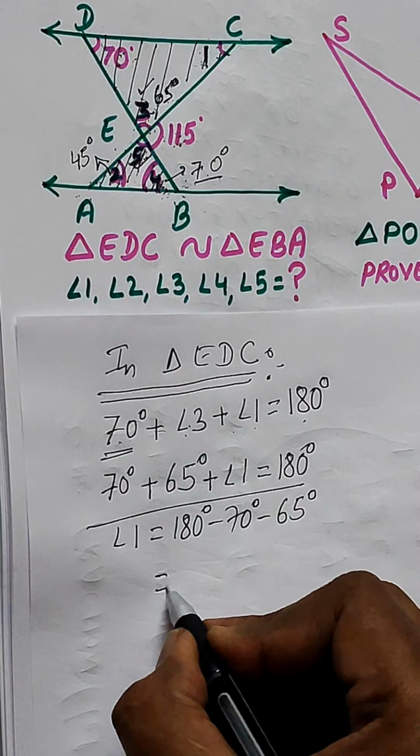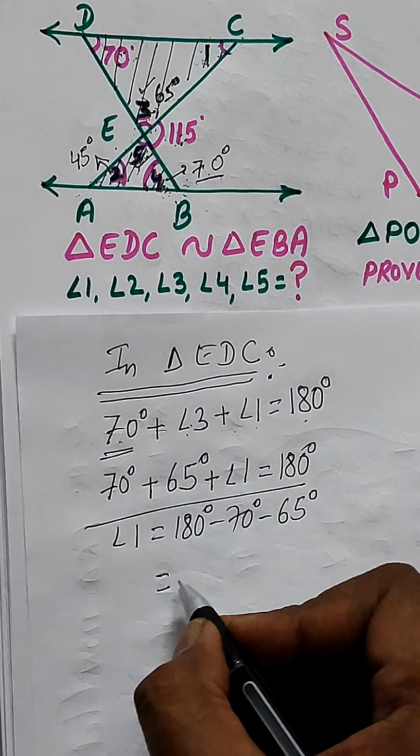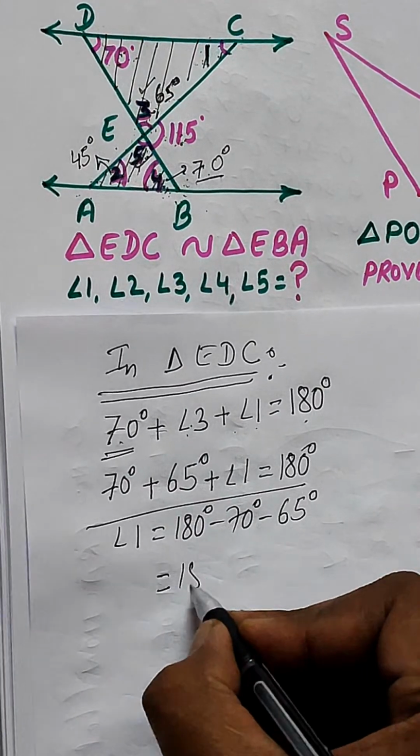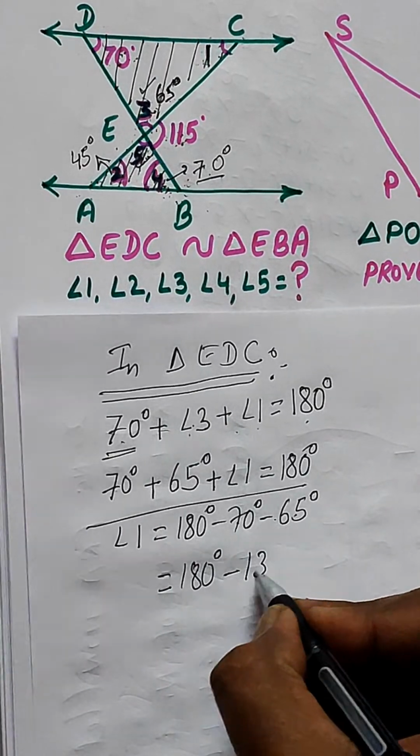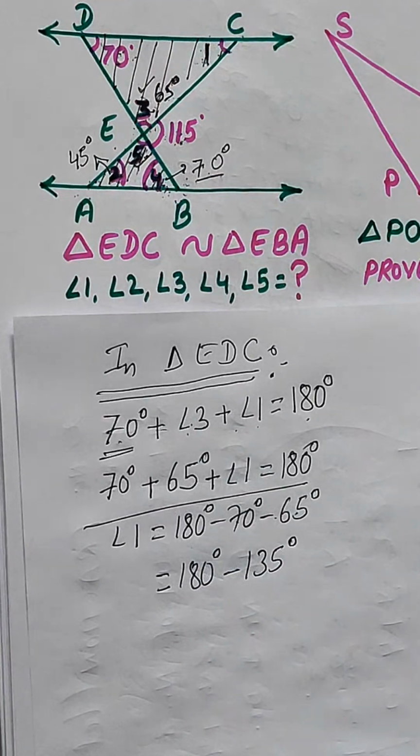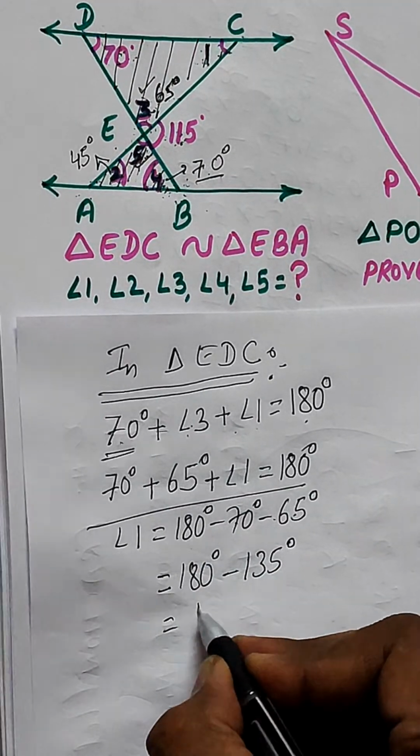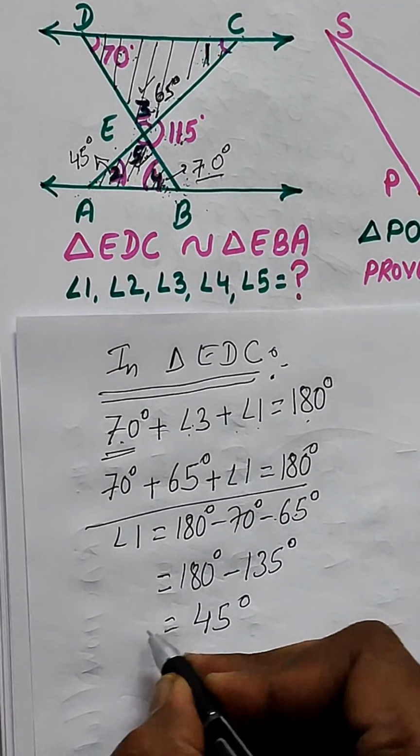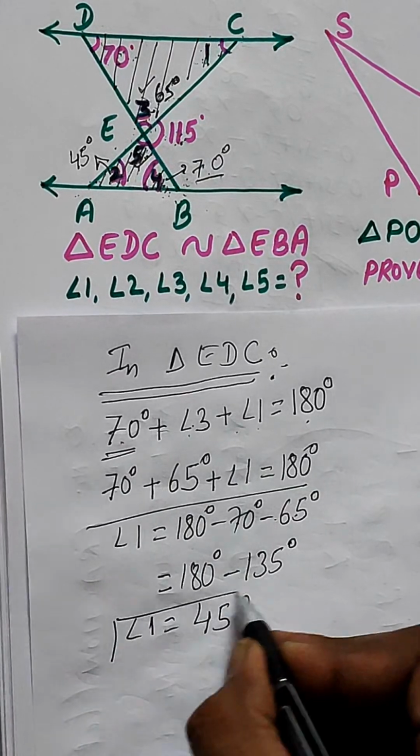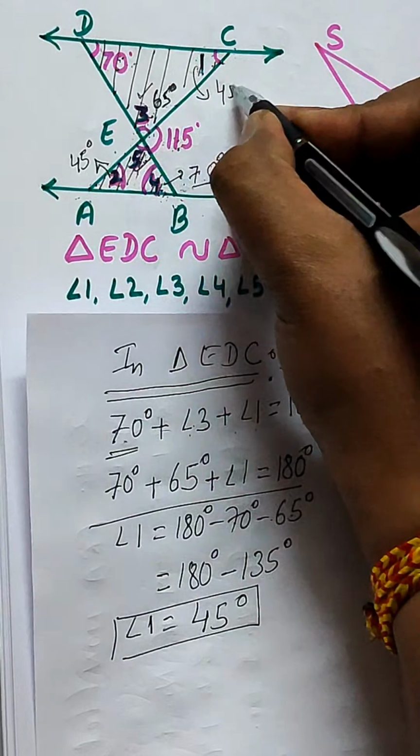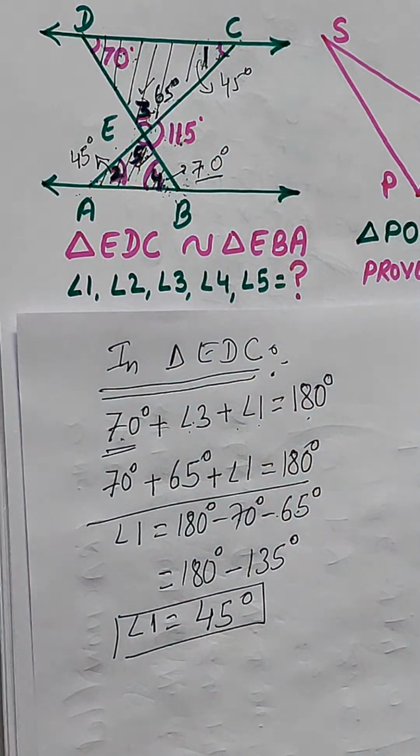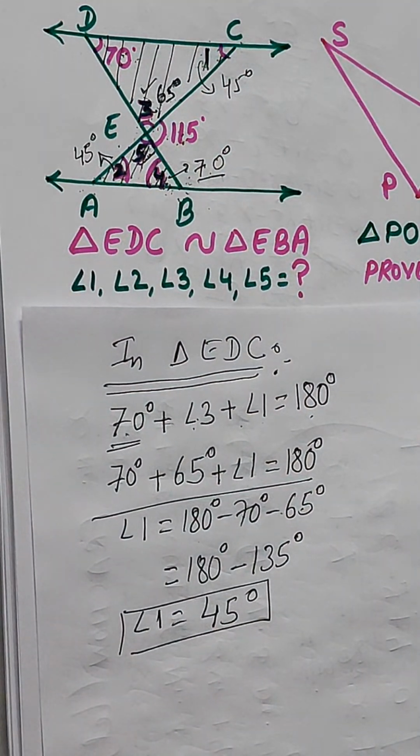So this will be giving you 180 degree minus 135 degree, right? And which will be equal to 45 degree. So now the final angle 1 is also calculated as 45 degree. And students, you can cross verify it. How? Let me show you.